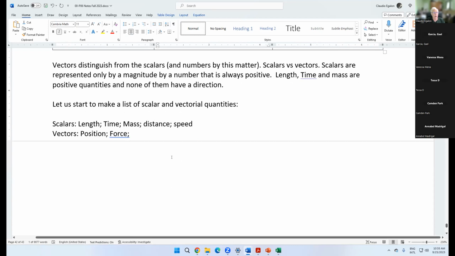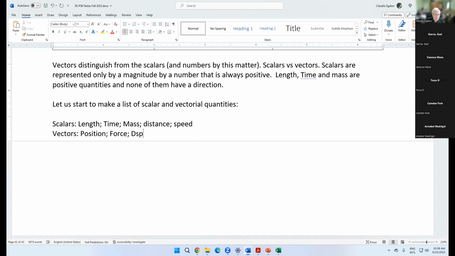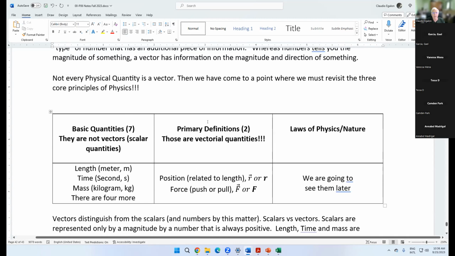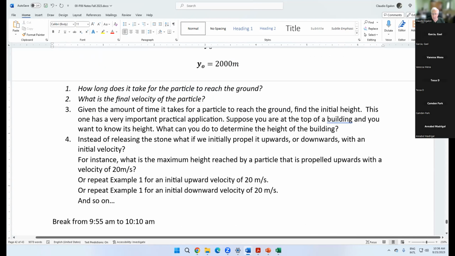Position and force, they are both vectors. And then there are more. Remember the displacement. Displacement is a vector too. And the displacement is defined the same way that we define it as a scalar in one dimension.